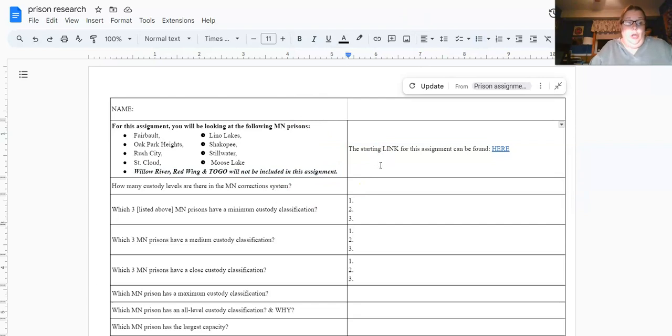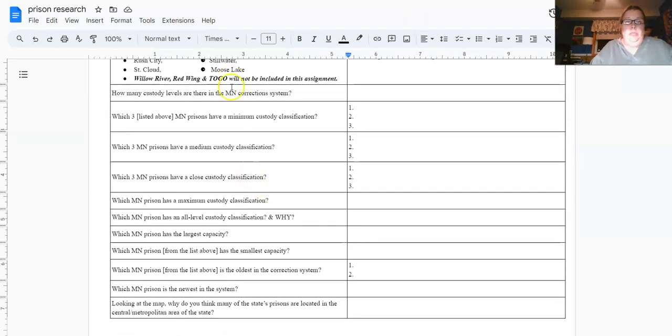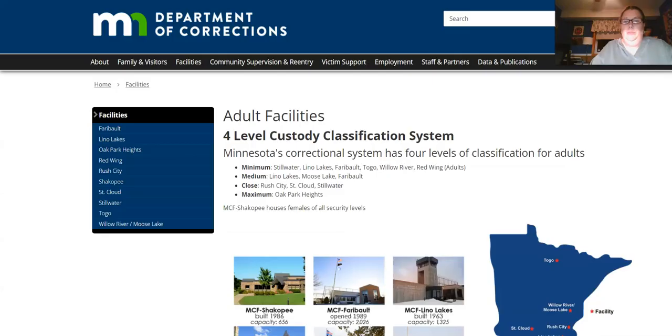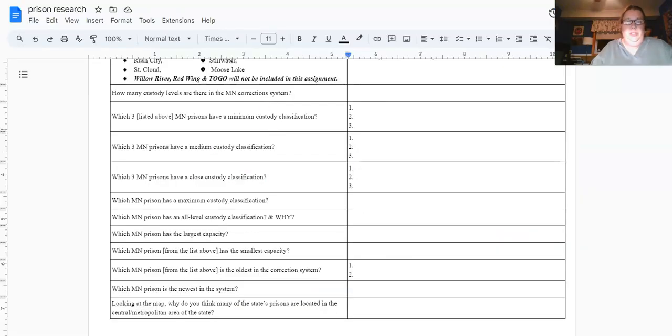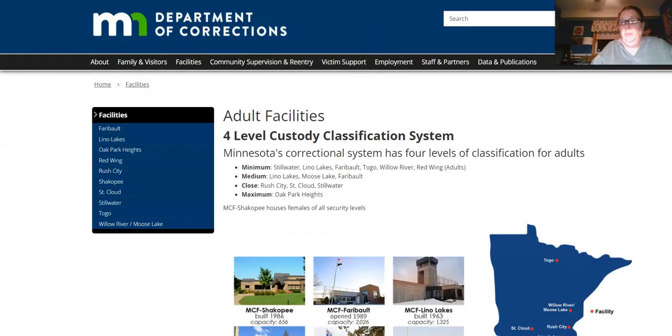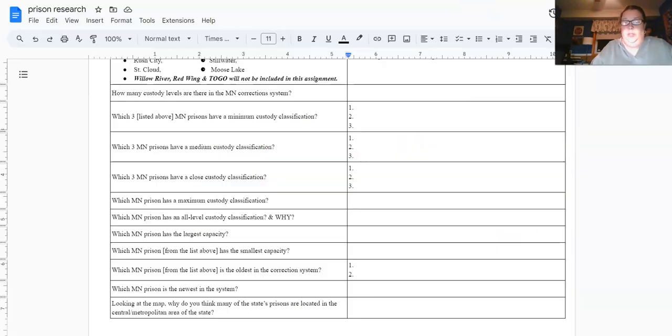All right, the first questions are literally going to ask you questions about this first page. Questions like, how many custody levels are there in the Minnesota correction system? I'm going to go back to here, and my answer is right in front of me. There are 4 levels of custody classification in the state of Minnesota. So I've given you the first answer here. That answer is 4.